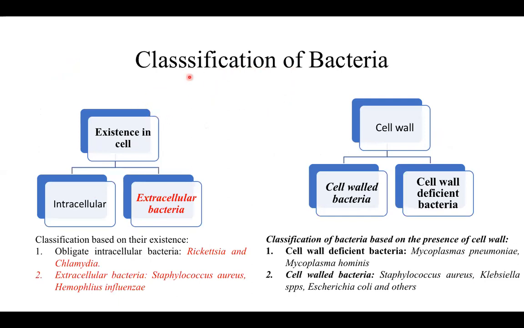Now, classification of bacteria based on their existence. Some of the bacteria can grow outside the cell, that is on a culture media, such as blood agar, chocolate agar, or nutrient agar. They do not require the cell. These types of bacteria are known as extracellular bacteria. Examples of extracellular bacteria are Staphylococcus and Streptococcus.